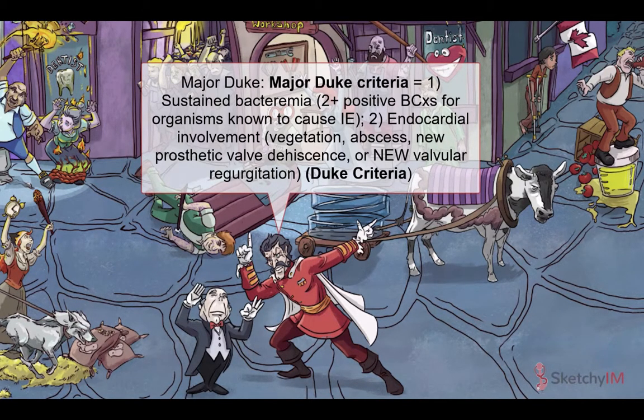For organisms that are more commonly skin contaminants, like Staph epi, you'll need at least 3 separate blood cultures to rule out the possibility of contamination. Finally, a single positive blood culture for Coxiella burnetii also counts. Endocardial involvement can include evidence of a vegetation, abscess, new prosthetic valve dehiscence, or new valvular regurgitation.